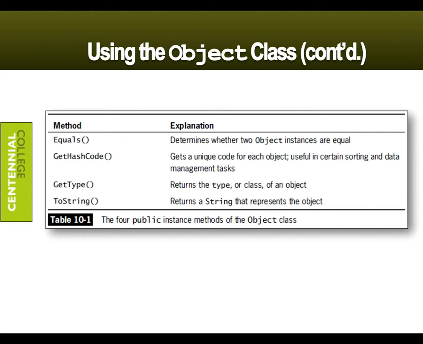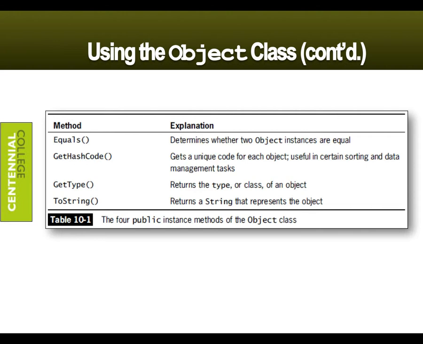But these are the ways that, as we go forward, you need to look at these things. Equals, get hash code, get type, and toString are all the different methods that come from our object superclass. Equals, again, determines whether two object instances are equal. So if I say this instance is equal to this one, that's what I'm actually doing. Are they the same? I could ask that question. Not all of these have a use.